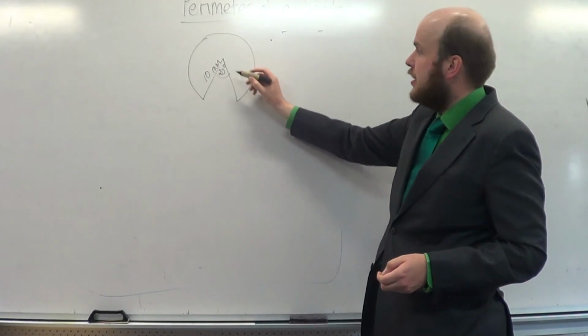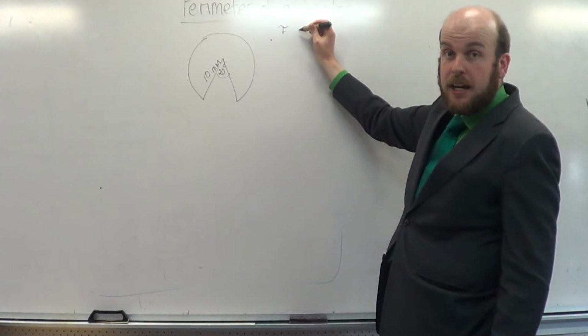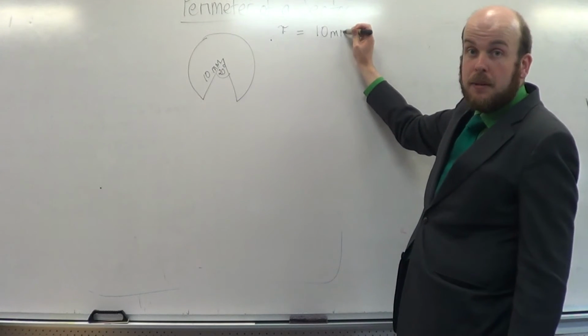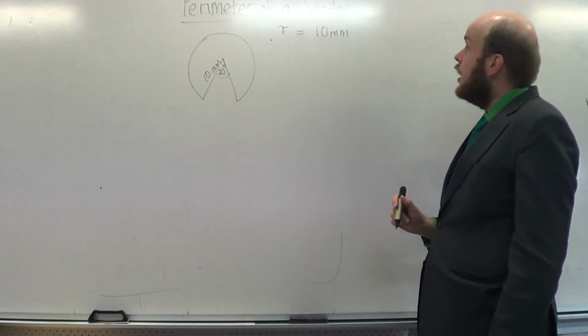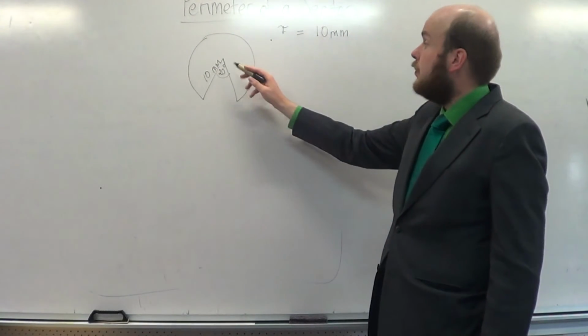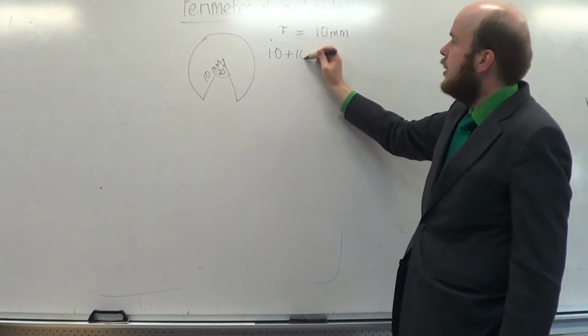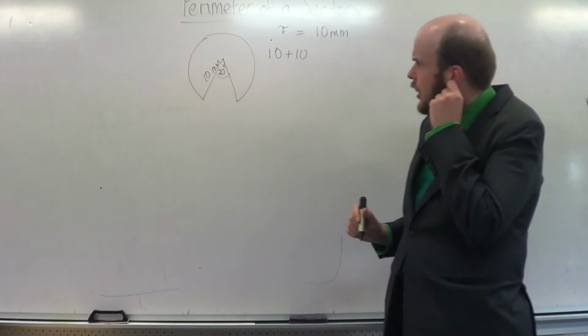So this radius and that. The 10 millimeters here is the radius. Just to remind ourselves, the radius R here is equal to 10 millimeters. Okay? So there we go. That's 10 millimeters. So what we can then do is that'll be 10 plus 10. So that's those two sides there.